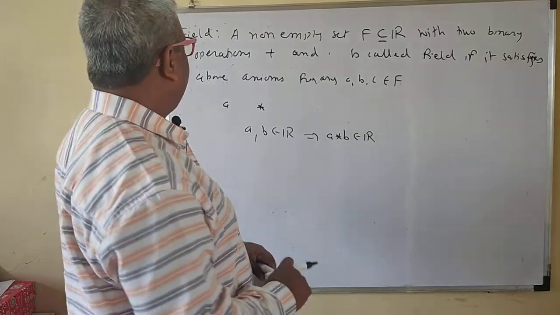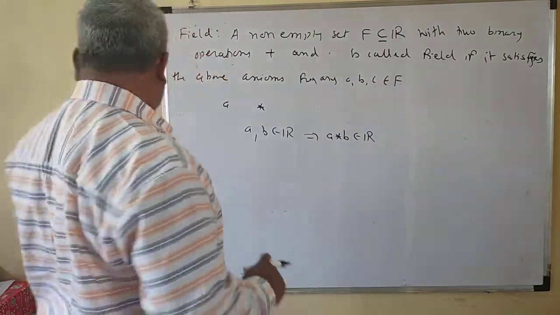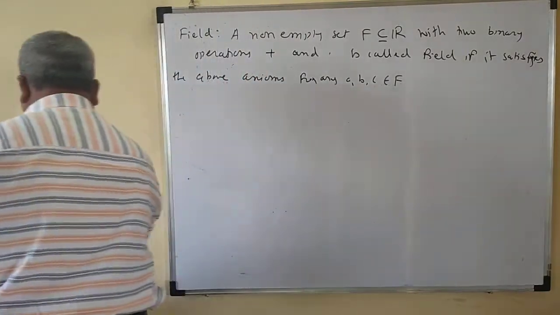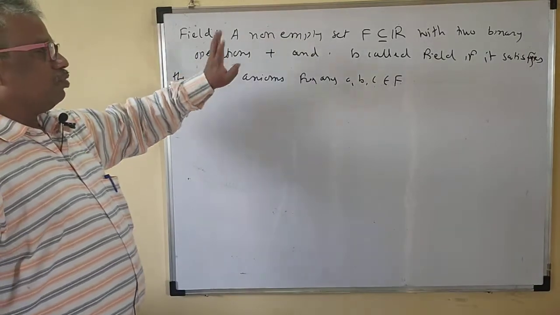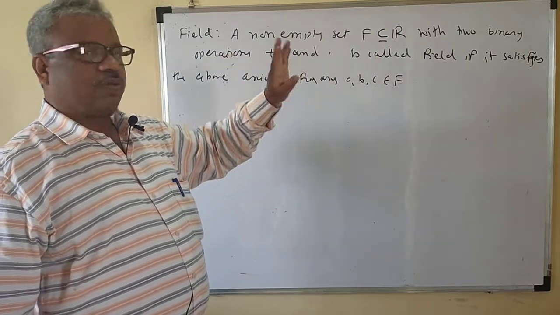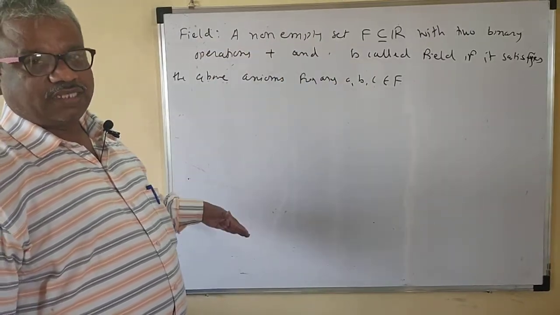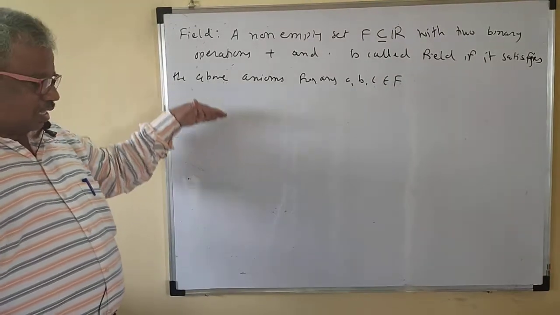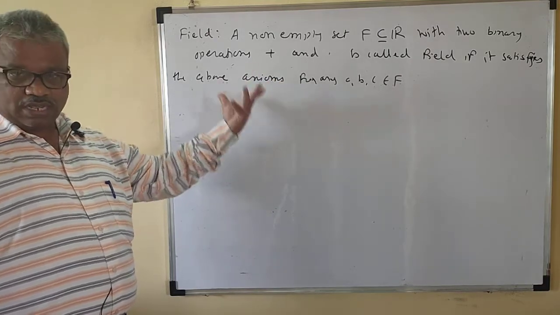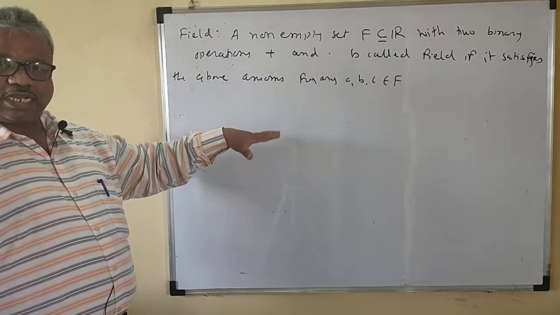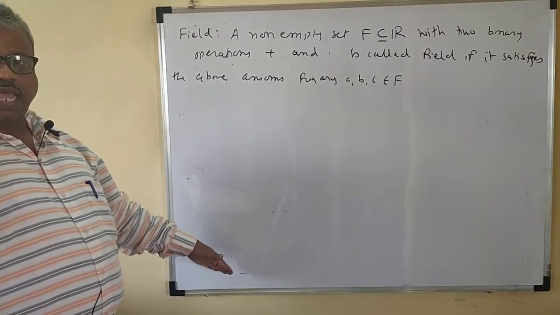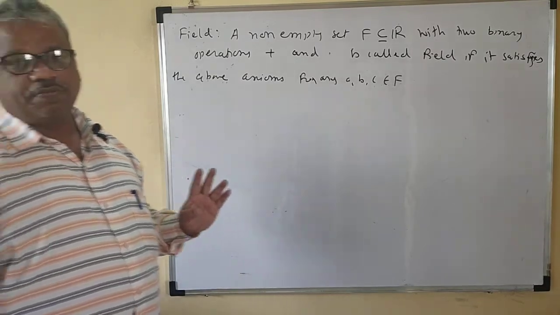Okay. So no need to remember this definition. If you want to write the definition of the field, you just have to write: a non-empty set F with two binary operations plus and dot is called a field if it satisfies the following axioms. So write all these axioms. Instead of A, B, C belonging to R, just write F, so replace capital R, the set of real numbers, by F. If F satisfies all these 11 axioms, then F is called a field now.